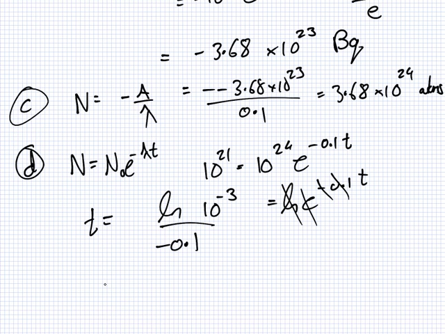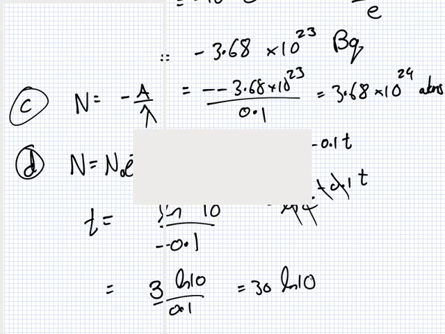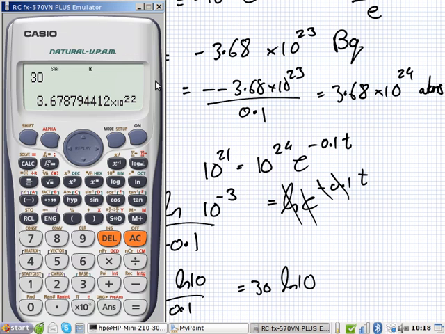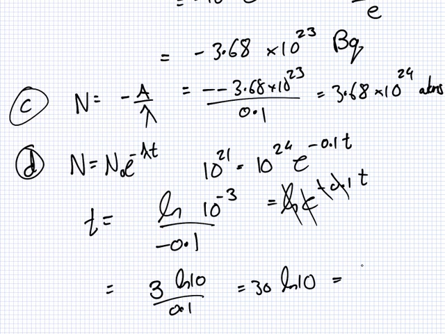Since I don't have a calculator, I'll clean that up a little bit. This will be 3 log 10 over 0.1, so that's 30 log 10. Now I'll calculate. 69 seconds. That's the answer for D. What did you get? Great. Is there an E or are we on to 2? 2. Okay. Do you need to write anything down from this? No.